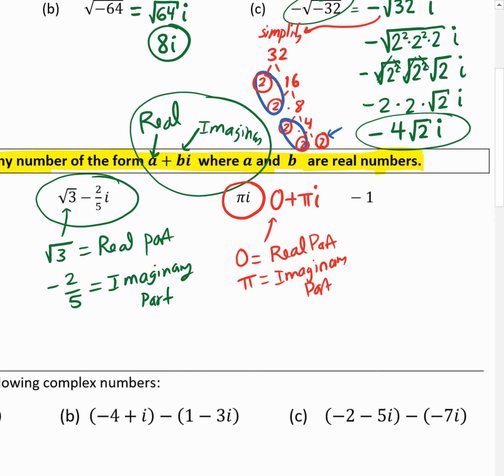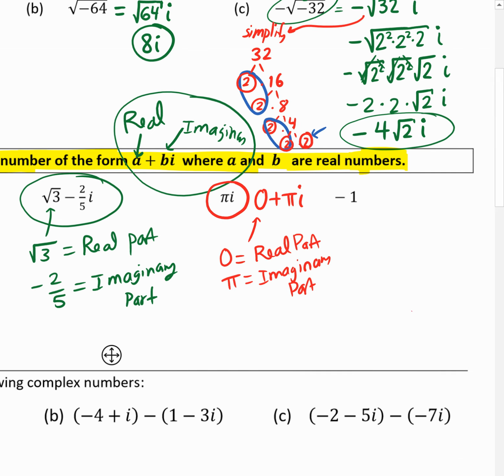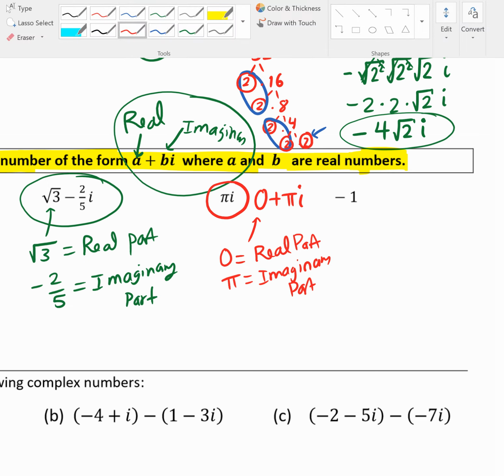And remember, pi is just a real number. All it is is 3.14, on and on and on. I mean, the decimal goes on forever, but it's still real, because there's no negative inside a square root. That's the only thing that would make it not real, if it's imaginary.